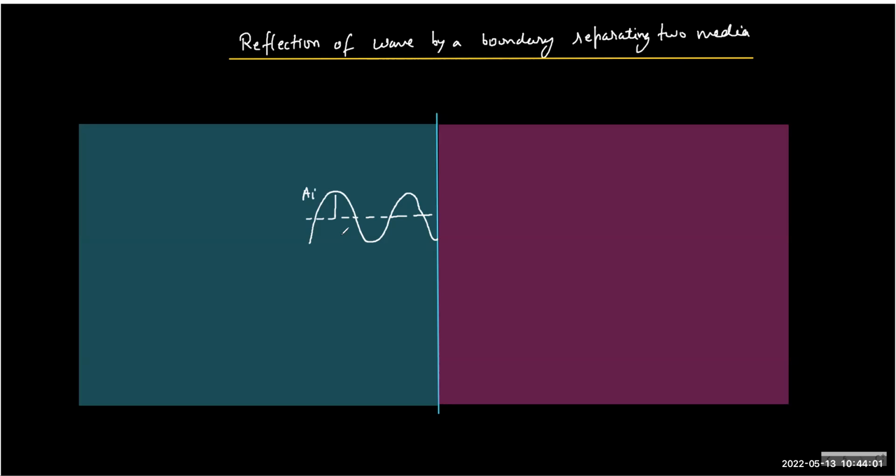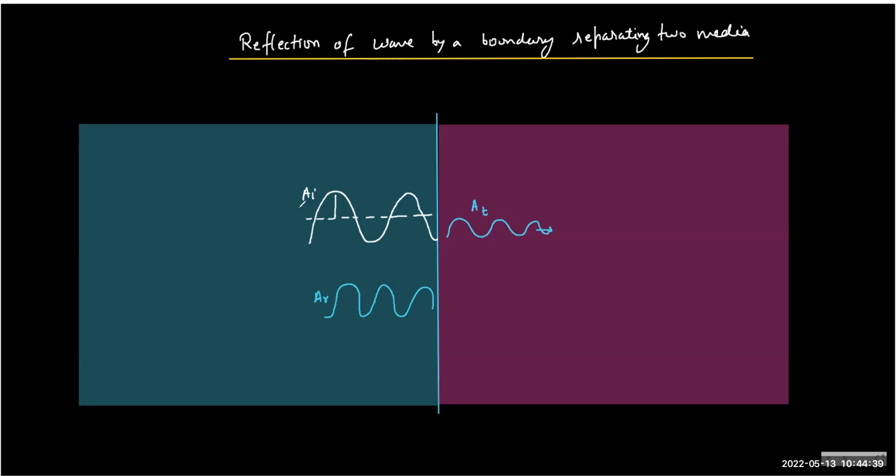But at the boundary, some energy will redistribute. So a part of energy will go on the other side, and therefore the amplitude of this transmitted wave will be AT, and some energy will reflect back. So the amplitude of this wave we call AR. And why do we need to choose different values? Because the energy is getting redistributed. Some energy will transmit, some energy will reflect.